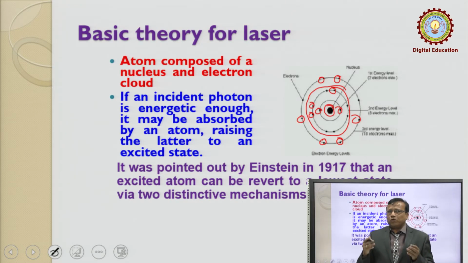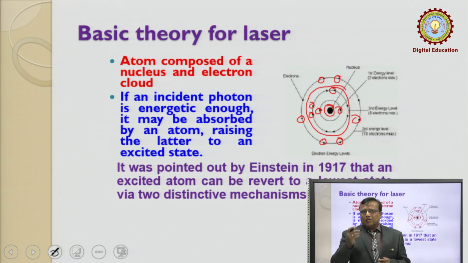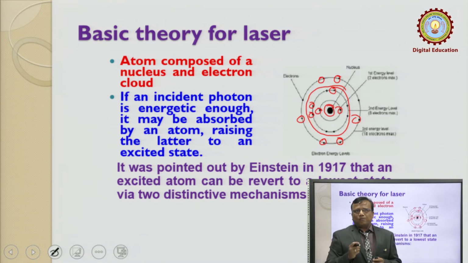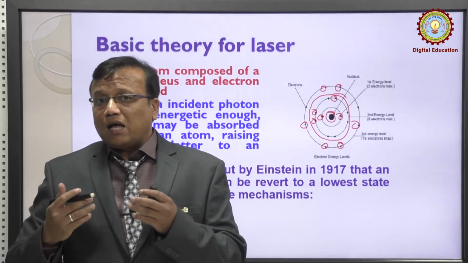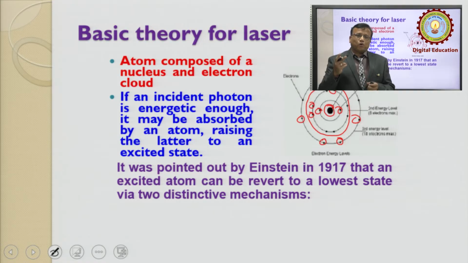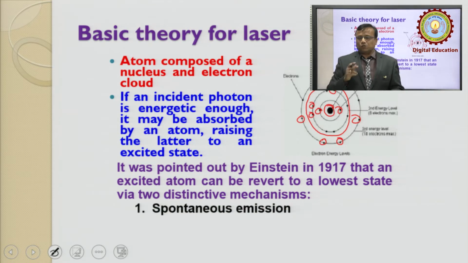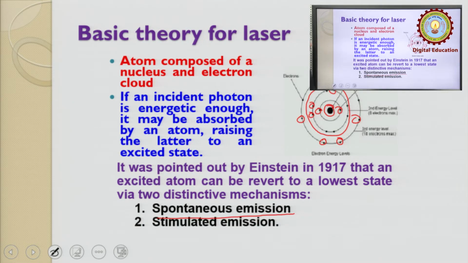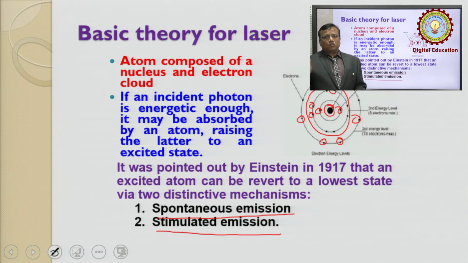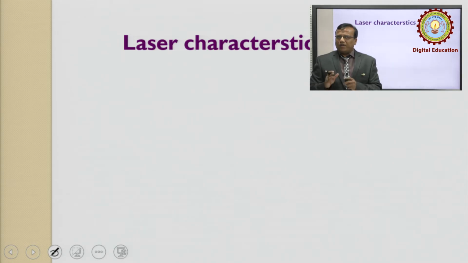So Einstein put forward his postulate in 1917 that particles come to the ground state by releasing a photon through two processes. The very first process is spontaneous emission. The second is stimulated emission. It can employ either spontaneous emission or stimulated emission. By either of these two processes, an atom in the excited state can come back to the ground state. So we have seen all the processes that we have to use.